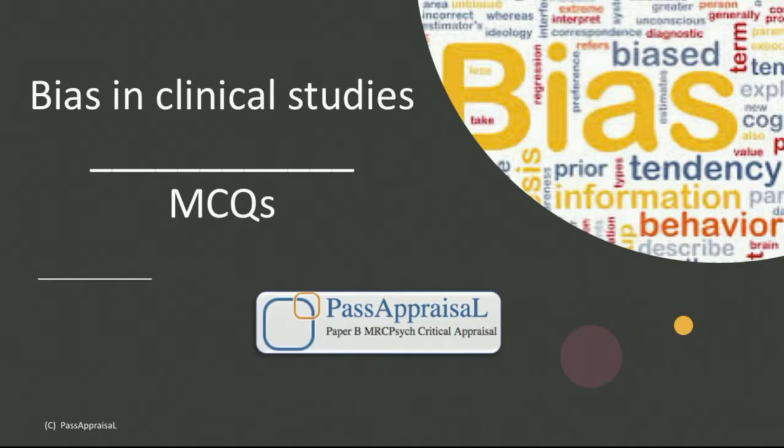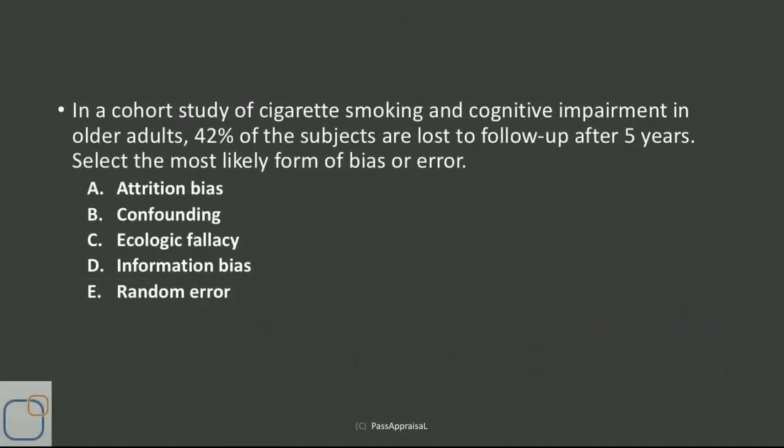Okay, in this first session, we're going to talk about different MCQs that have appeared in the topic of bias in clinical studies. In a cohort study of cigarette smoking and cognitive impairment in older adults, 42% of subjects are lost to follow-up after 5 years. Select the most likely form of bias or error. A. Attrition bias. B. Confounding. C. Ecological fallacy. D. Information bias. E. Random error.